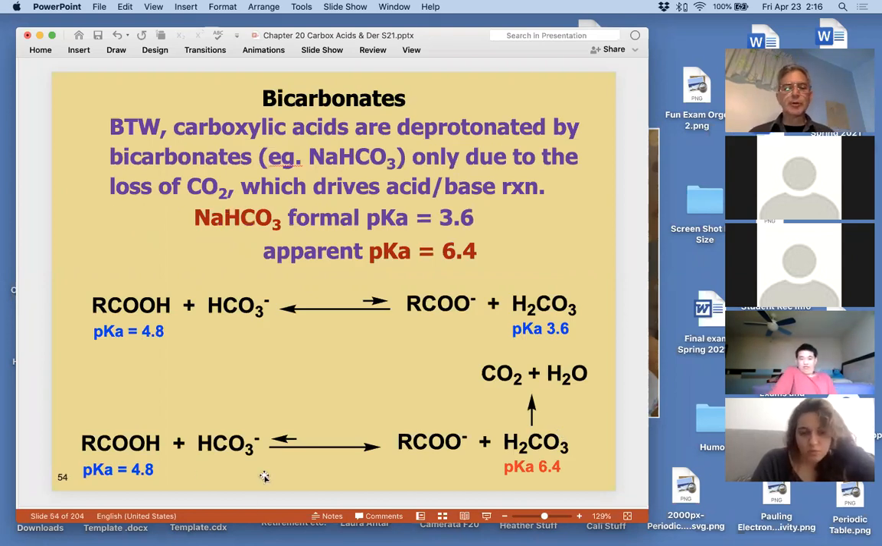Le Chatelier's principle drives the formation of carbonic acid because that carbonic acid is then decomposed to carbon dioxide. It makes the bicarbonate more reactive, in a sense.